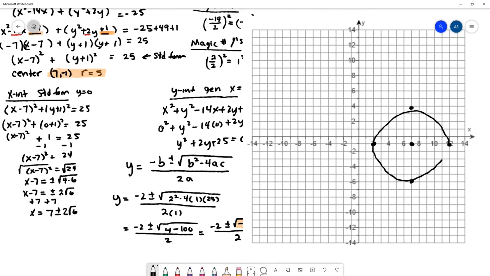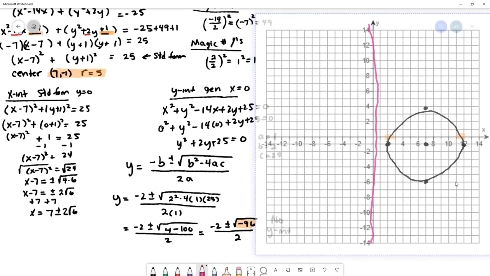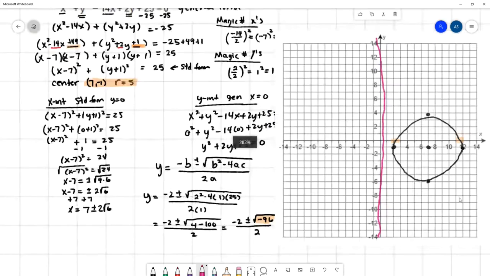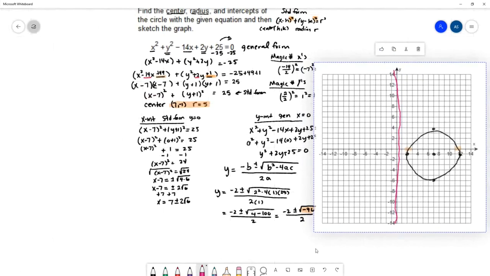When you sketch out the circle, you can see that we do have two x-intercepts. Excuse me, I marked that in the wrong spot. Two x-intercepts. And you can see that the circle does not reach the y-axis. So we have no y-intercepts, confirming what we found just a moment ago, that there is no y-intercept for this circle.